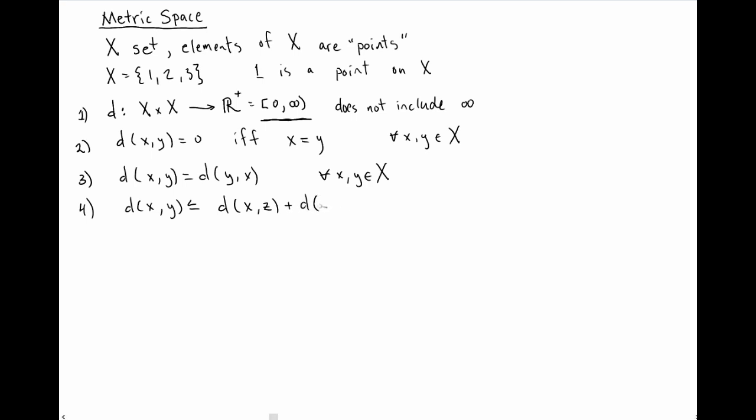So if we pick any third point, the distance between the 2 points in our first part here must be less than or equal to the distance between each point and that third point. So it's written like this, and this is called the triangle inequality. And it's an important inequality.